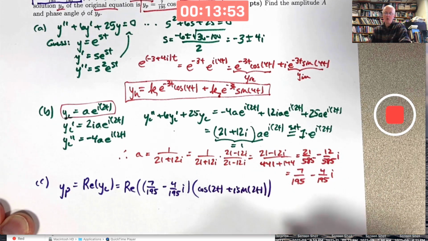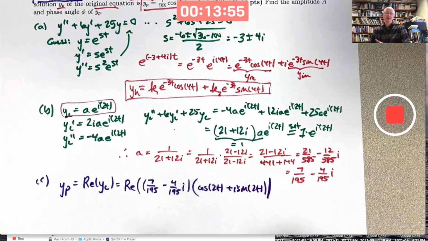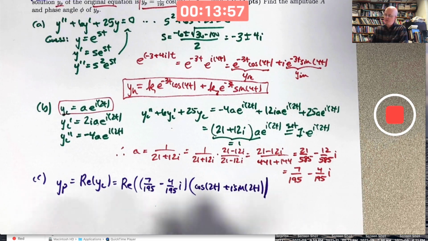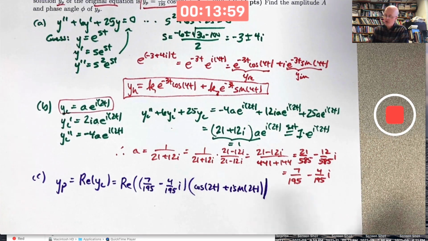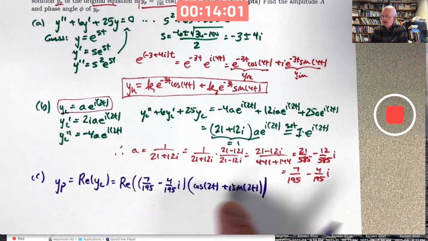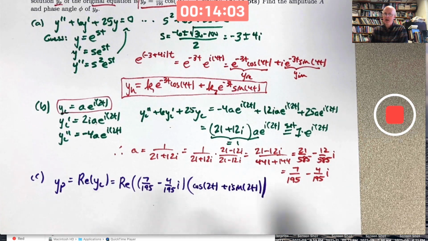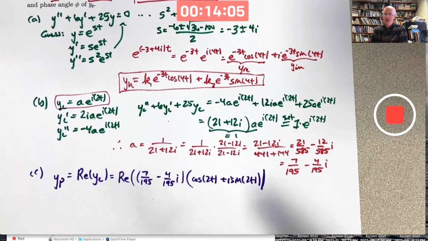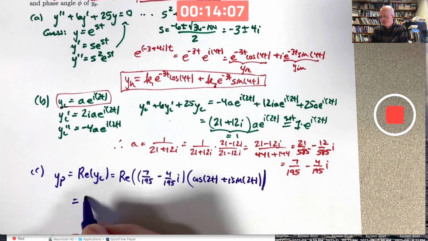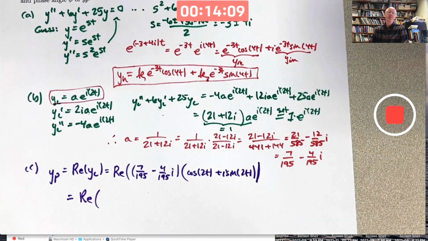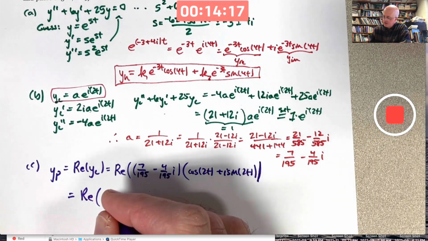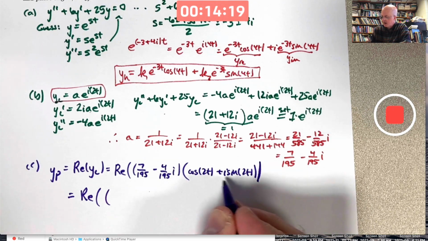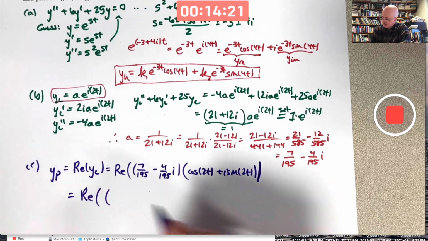Now you can save some work here by realizing the real part is just going to come from F and L in FOIL, first times first and last times last. You don't have to do outside times outside and inside times inside. For the sake of completion and also for the sake of just remarking what the answer would be if the original forced equation involved sine of 2t, I will go ahead and expand the entire thing out. Yes, the real part comes from first times first and last times last. Let's write that down first.